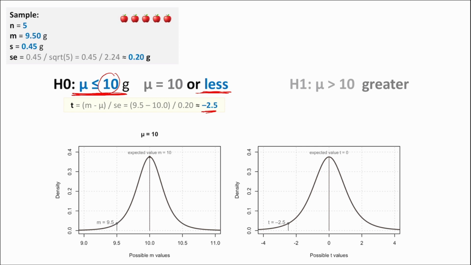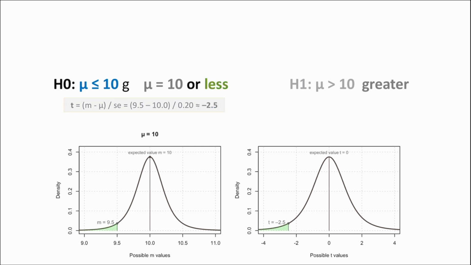But now the way we treat the extremeness is different, because now we expect 10 or smaller, right? So it means that all values which are even smaller are good for our sample. So all these samples which have a t-score below minus 2.5, or the average below 9.5 grams, will fit our null hypothesis very well, right? They will be even better, even more convenient for the null hypothesis compared to our sample.